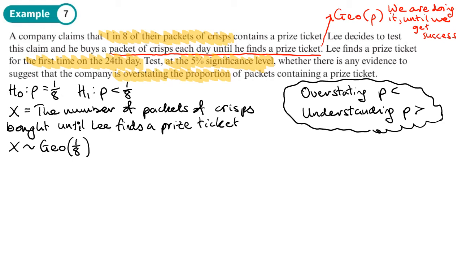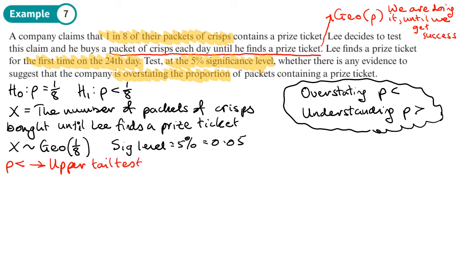Okay, and let's state the significance level. So the significance level is 5%, so we're going to be comparing probably to 0.05. Now remember, when we see the probability and we're testing to see if it's decreased like that, that means we do an upper tail test. So watch out for that. Remember, it's the opposite to how all the other hypothesis tests we've done are done. So it's an upper tail test. So just remember that you don't do a lower tail test. So what that means is we want to find the probability that he has to buy more than or equal to 24 packets.